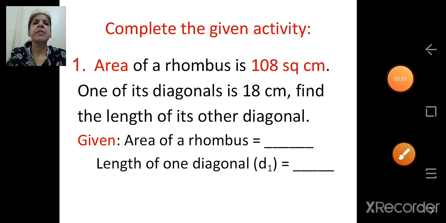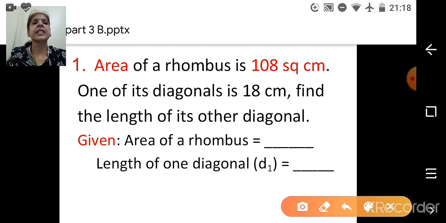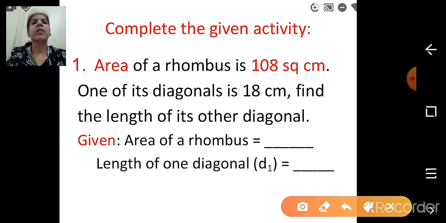Now here one sum is given and it is given in the form of an activity. That is where the blanks are there. We will be filling them. First one, area of a rhombus is 108 square centimeter. One of its diagonals is 18 centimeter. Find the length of its other diagonal. So what is given is area of rhombus, 108 square centimeter. What else is given? Length of diagonal, 18. It means one diagonal is given, and we have to find the length of the other diagonal.